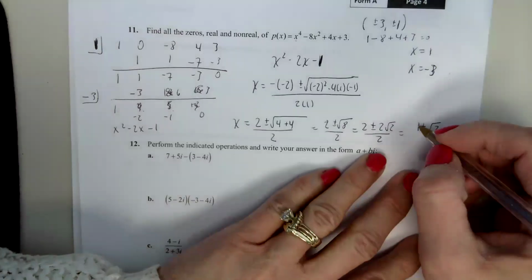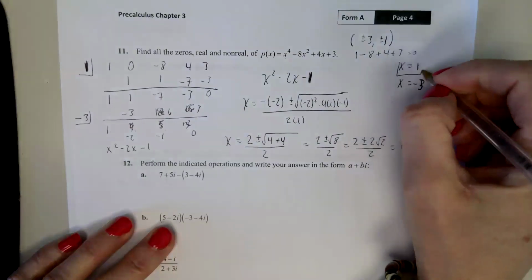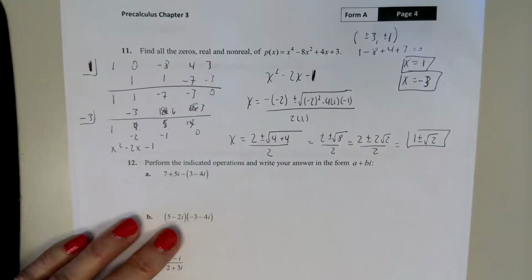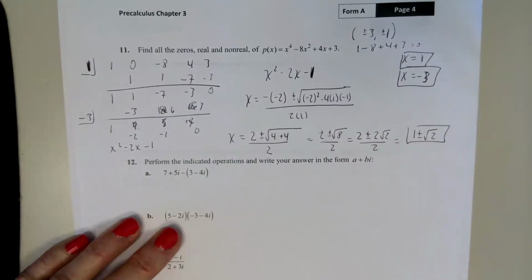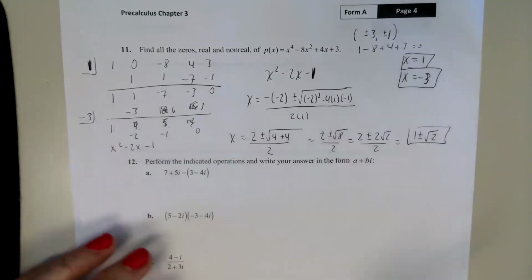Okay. So those are my 4. X equal to 1, x equal to negative 3, and then 1 plus or minus the square root of 2. Those are my 4. 1, 2, 3, 4.